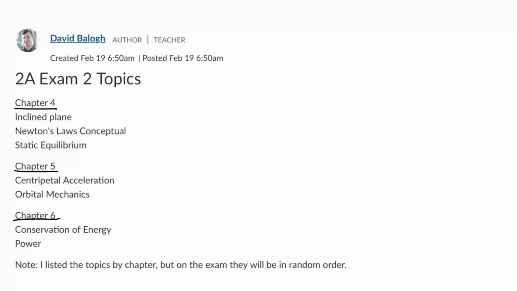Static equilibrium, which I didn't cover in lecture. It is in your homework and is in the book. It's Newton's second law where the acceleration is equal to 0. So it tends to mathematically be easier.